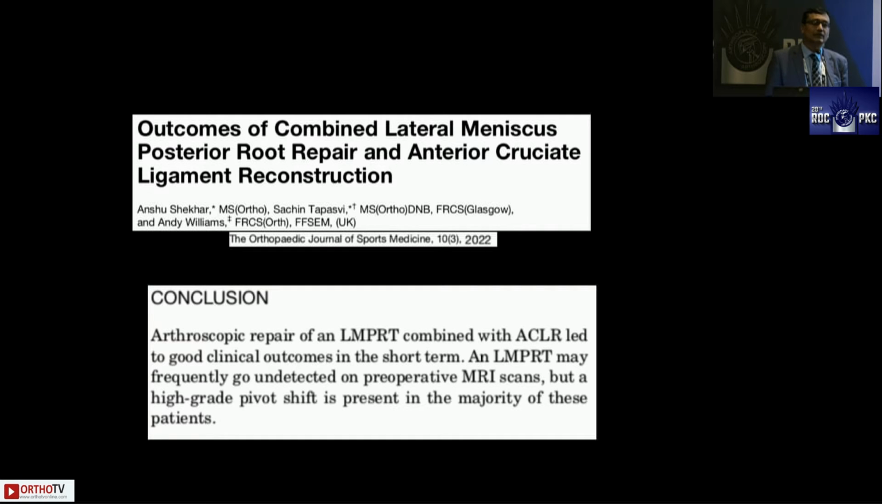And the meniscus is not only chondroprotective, but it also provides stabilization to the knee joint. So always look out for all those ramps and roots and try to repair them, because it adds to the stability of your ACL reconstruction.